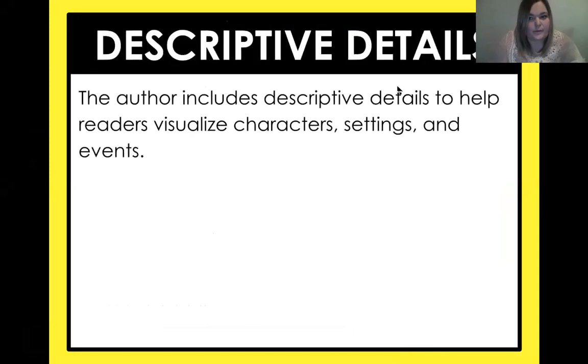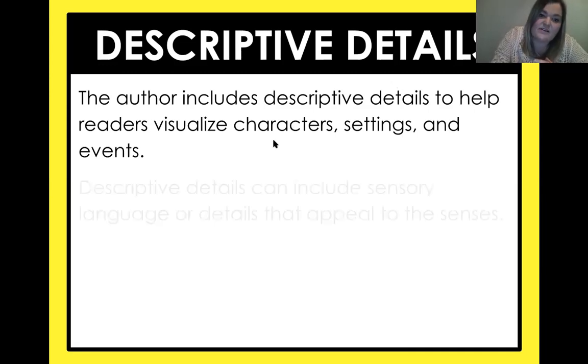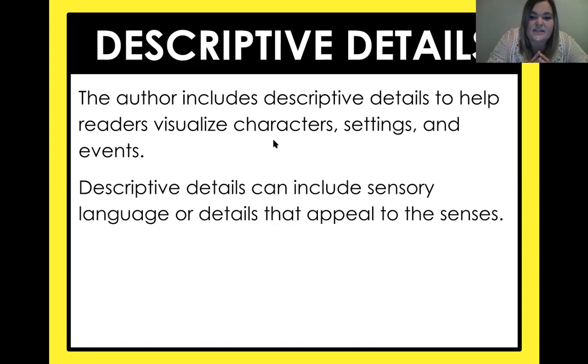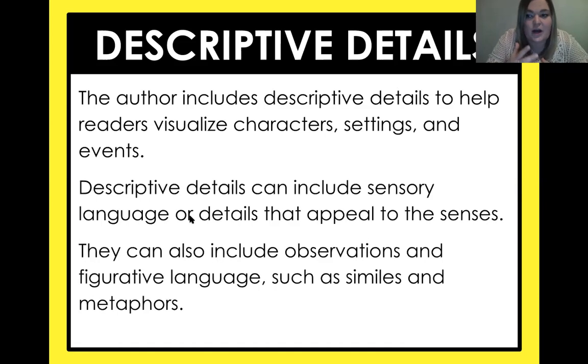So you might be wondering, Miss Lawson, what's descriptive detail? I can't remember. Well, the author uses descriptive details to help readers visualize characters, settings, and events. These descriptive details can include sensory language or details that appeal to the senses. So maybe something you can smell or touch or taste. They can also include observations and figurative language, such as similes and metaphors.